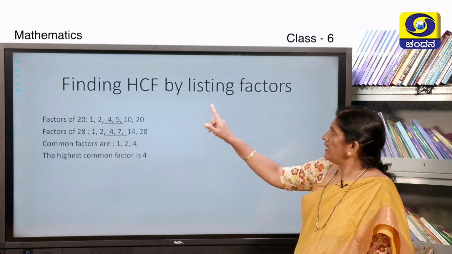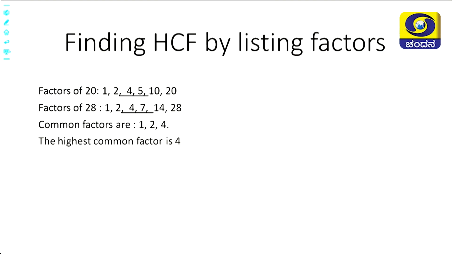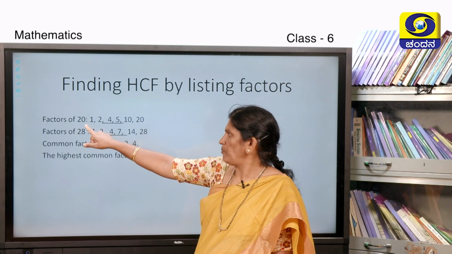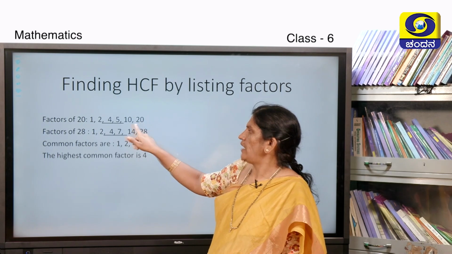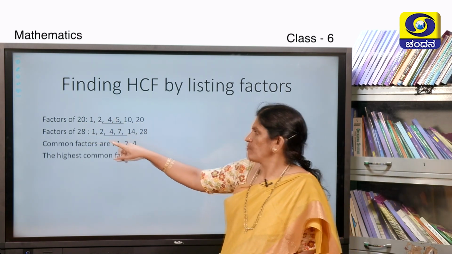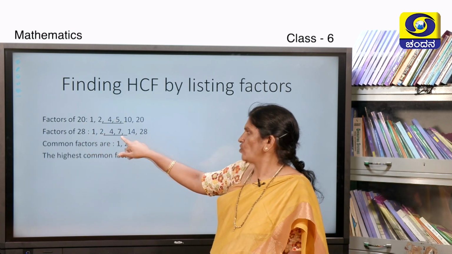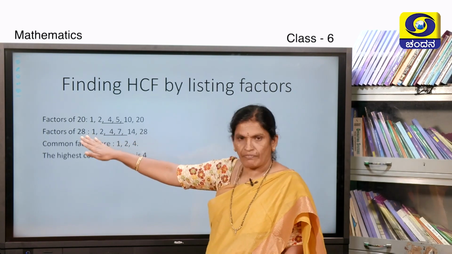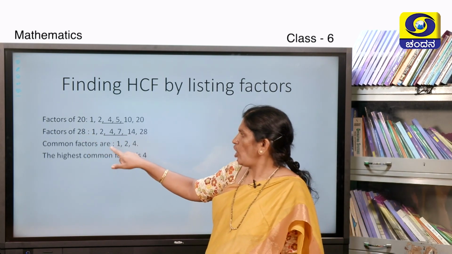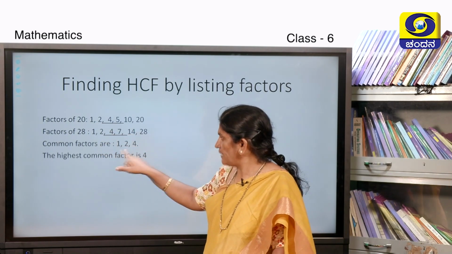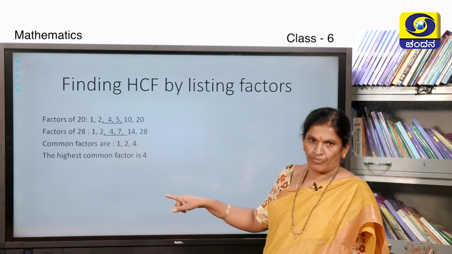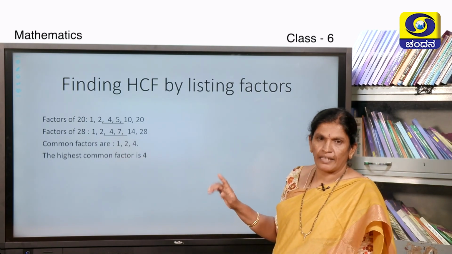Now, finding HCF by listing factors. This we have learnt in the previous class itself, how to list the factors. See, I have taken the same numbers. 20: 1, 2, 4, 5, 10, 20 are the factors of 20. Again 28: 1, 2, 4, 7, 14 and 28 are the factors of 28. Here common factors are 1, 2, 4. Among these highest factor is 4. This is the second method of finding HCF.